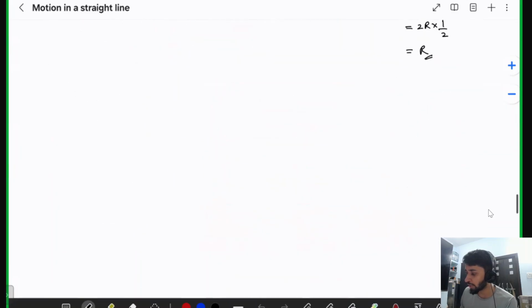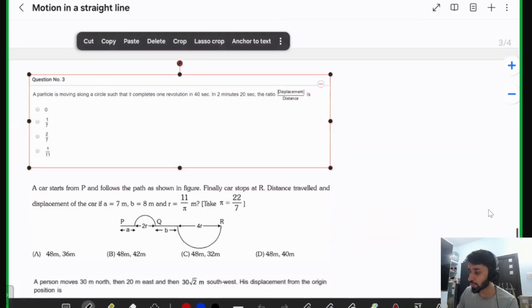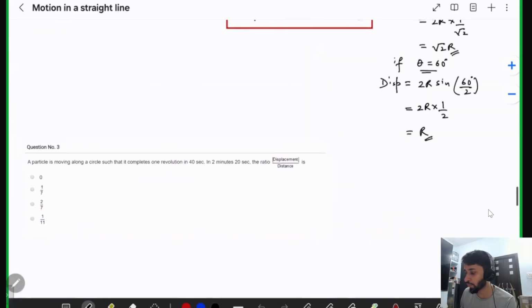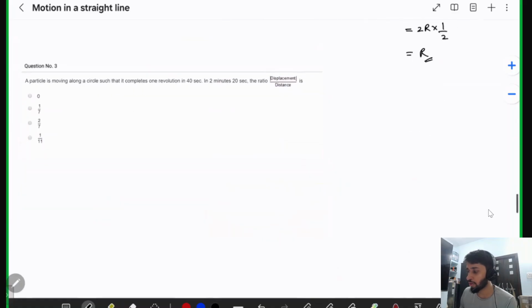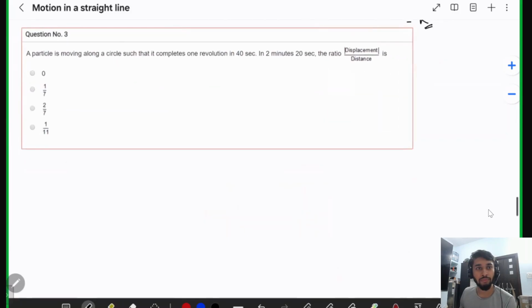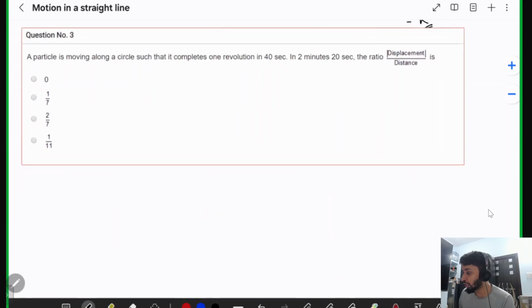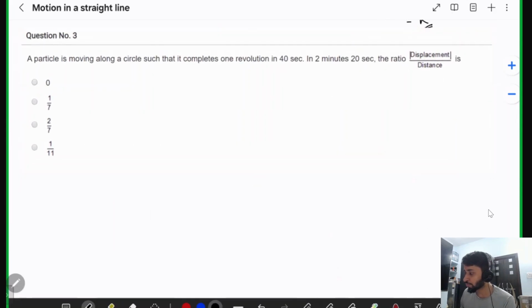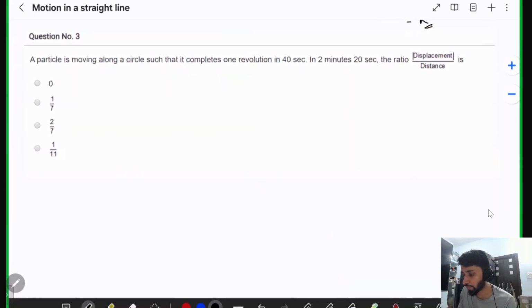Let us see the next question now. Let us read the question. Go through the question once. So the question says that a particle is moving along a circle such that it completes one revolution in 40 seconds. Then in 2 minutes and 20 seconds, we need the ratio of displacement by distance.